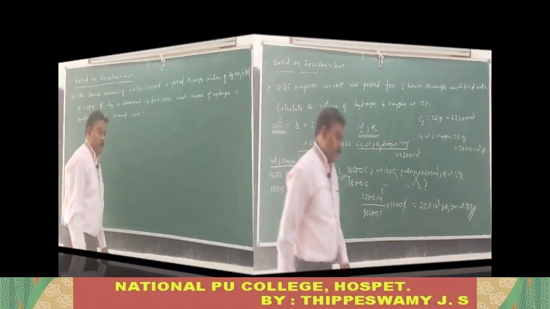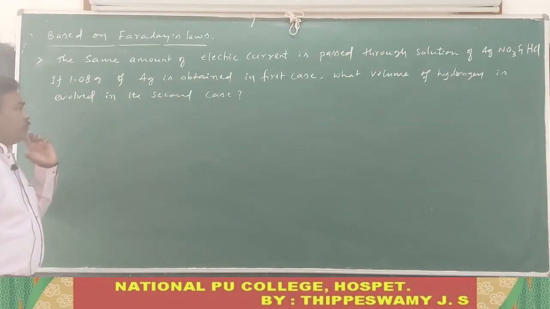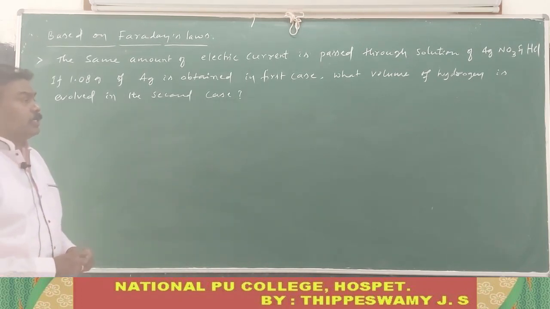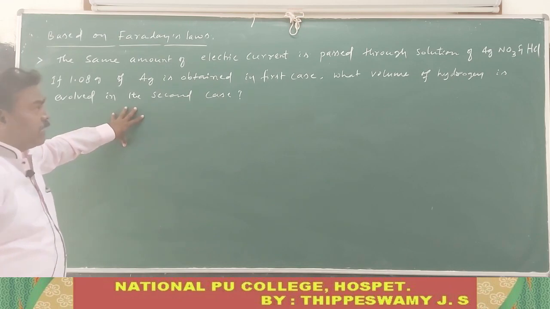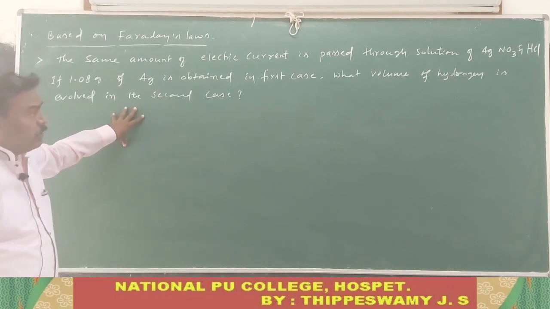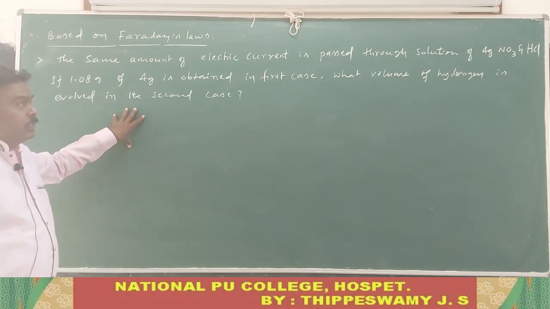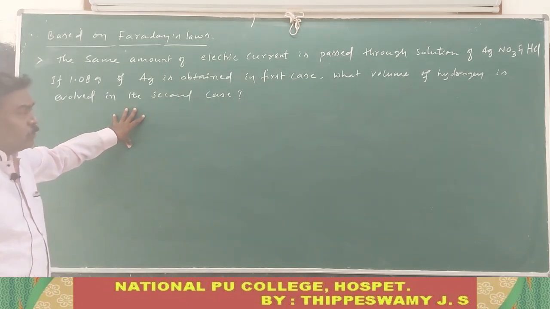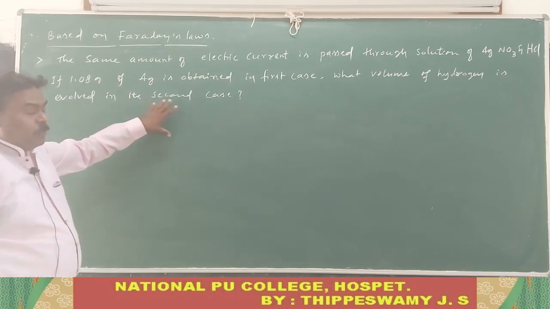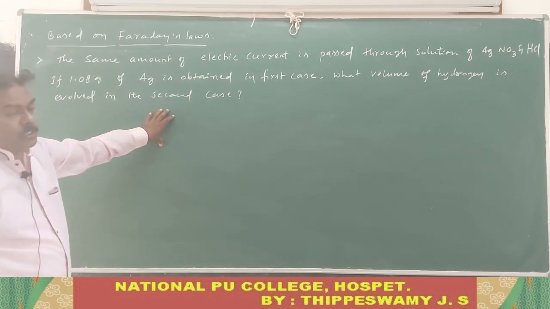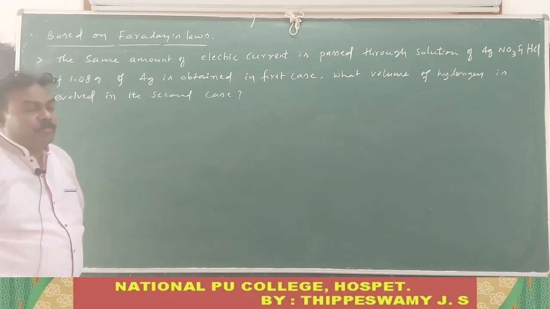Okay, listen all of you. This is regarding Faraday's second law of electrolysis. What is Faraday's second law of electrolysis? When the same amount of electricity is passed through different electrolytic solutions connected in series, the mass of the substance deposited at the electrodes is directly proportional to its equivalent mass. That is the statement of the law.